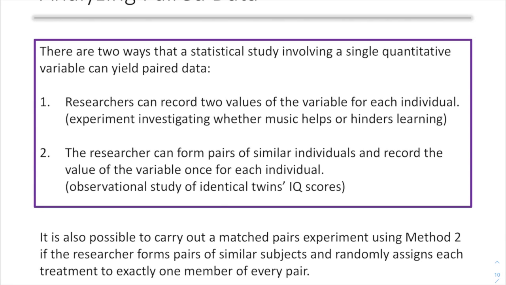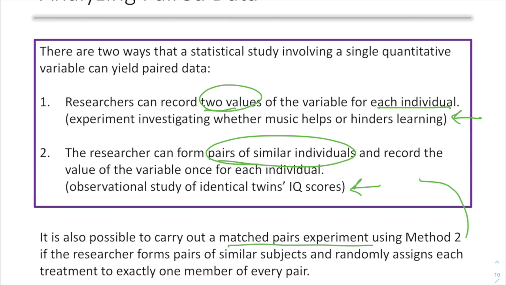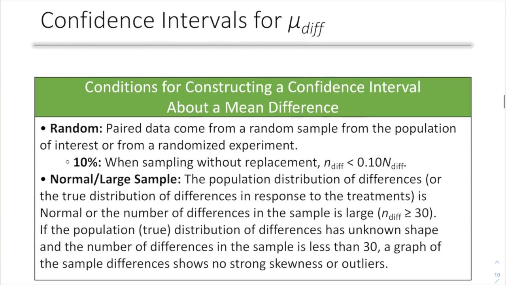All right, so actually analyzing the data. There are two ways that a statistical study involving a single quantitative variable can yield paired data. They record two values for each individual, or you match them up into paired individuals. Okay, so the music situation was two values, and then the twins' IQ scores was paired individuals. It is also possible to carry out a matched pairs experiment using method 2, if the researcher forms pairs of similar subjects and randomly assigns each treatment to exactly one member. That's what we were doing in the previous section.